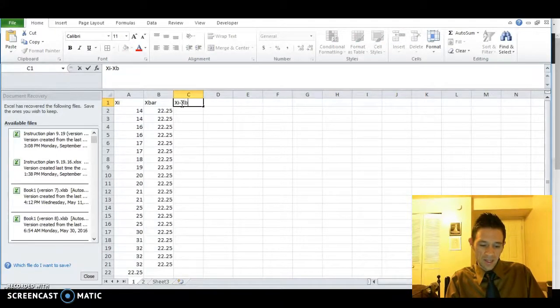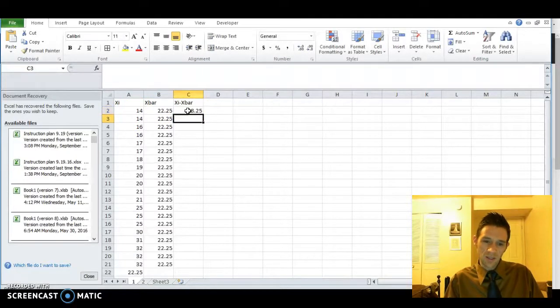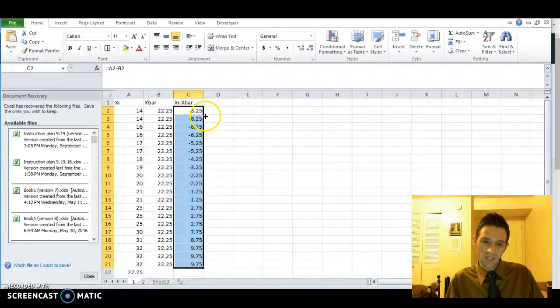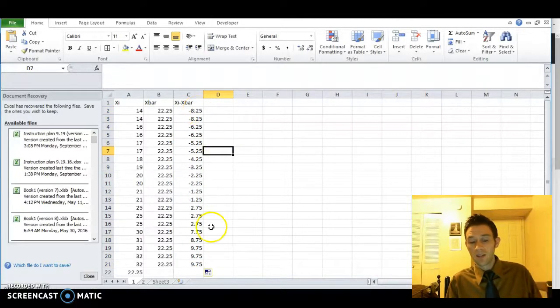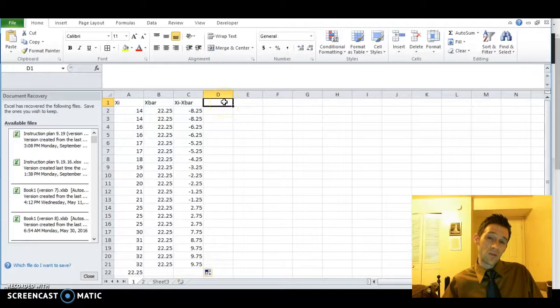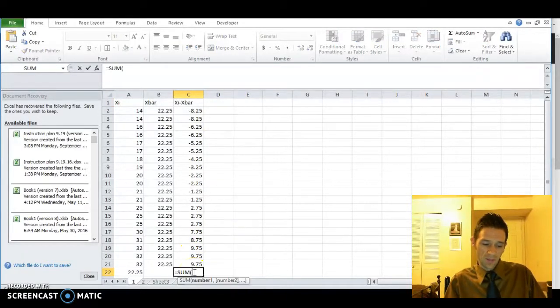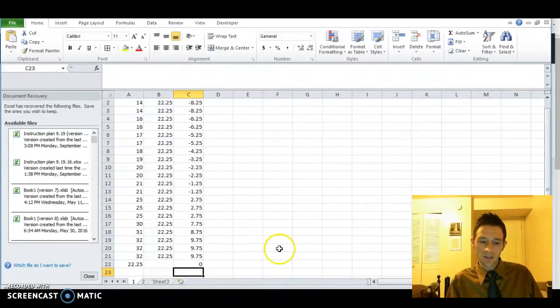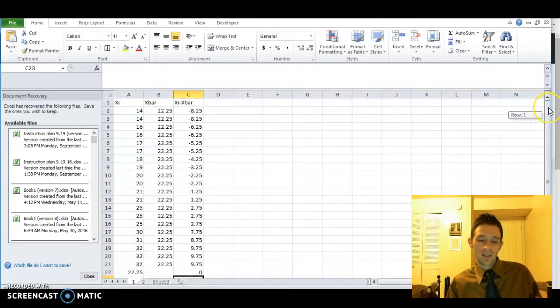We want to take every x, subtract it from the mean. So we take 14 minus 22.25 and we get 8.25. We carry this all the way down with some Excel magic. And the next thing we want to do, if you forget, what you can do is just sum this column and you'll remember. Because it turns out if you sum this column, you get 0. So it looks like the average distance from the mean is 0.